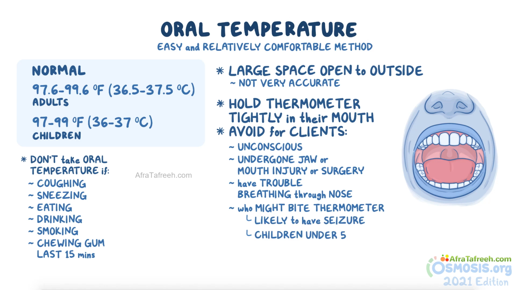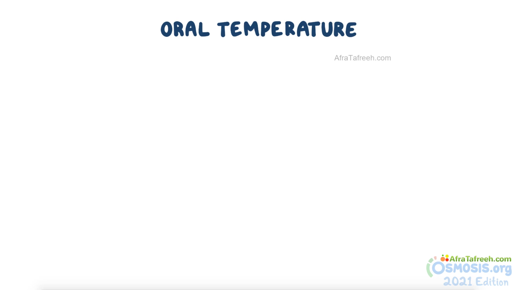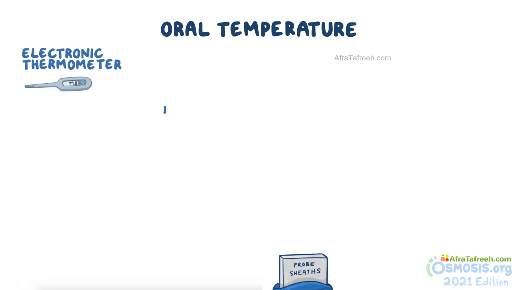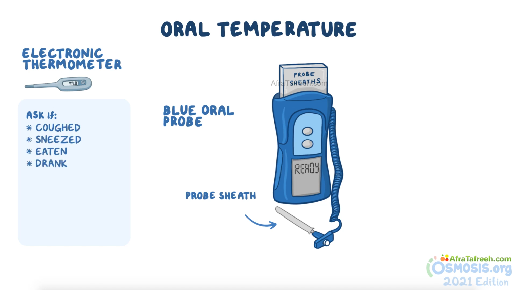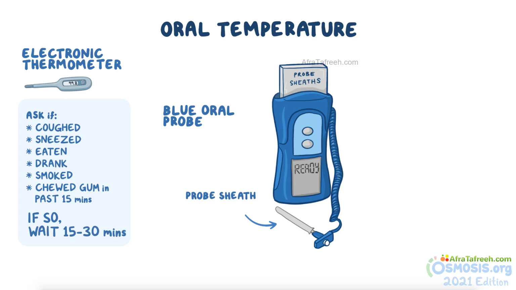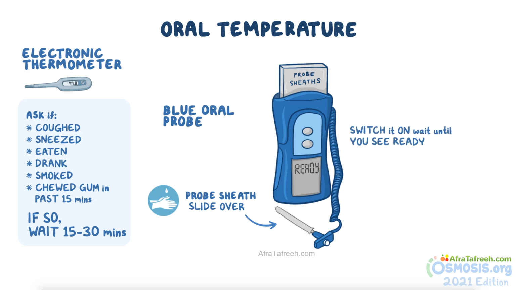To start, gather the supplies you'll need, including an electronic thermometer, a blue oral probe, and a probe sheath. So, first, ask the client if they have coughed, sneezed, eaten, drank, smoked, or chewed gum in the past 15 minutes. If they have, wait 15 to 30 minutes before proceeding. Then, remember to practice hand hygiene and slide a probe sheath over the temperature probe. Then, switch it on and wait until you see a ready sign on the screen.